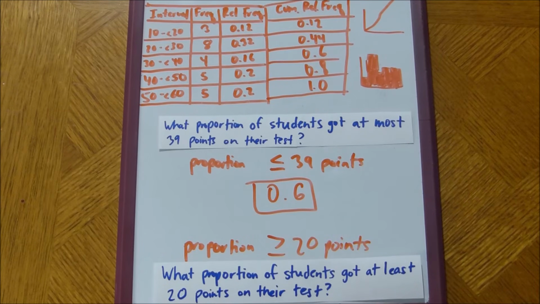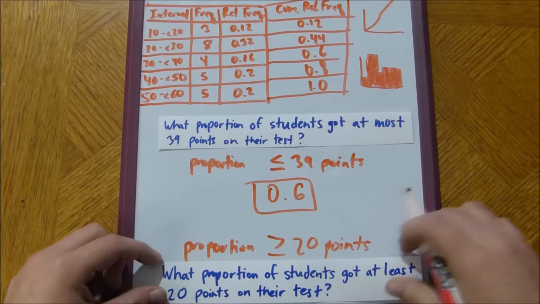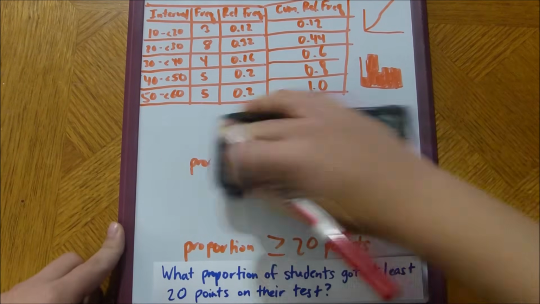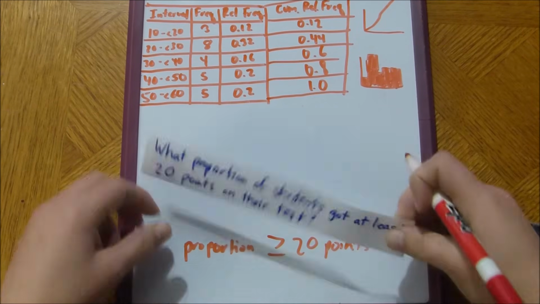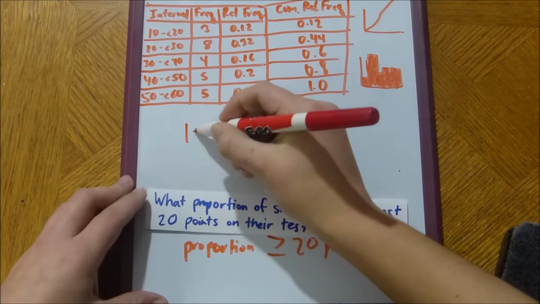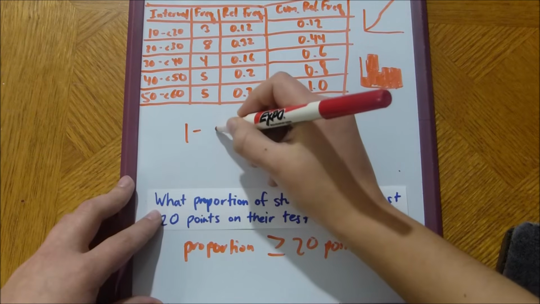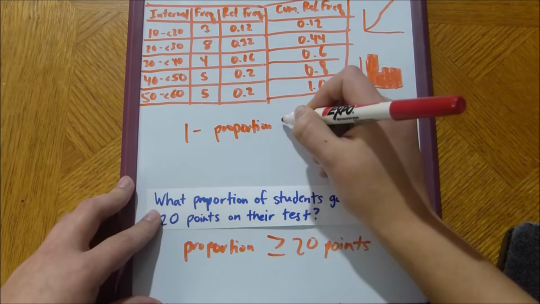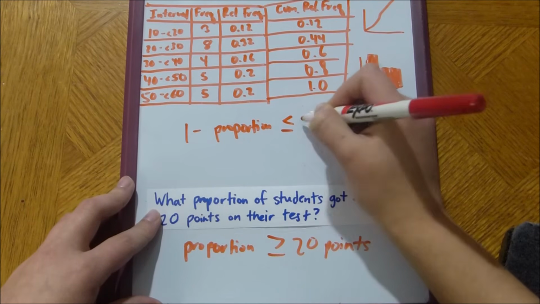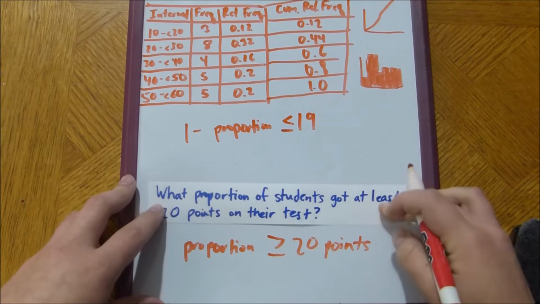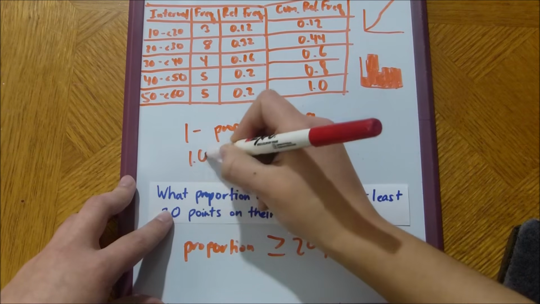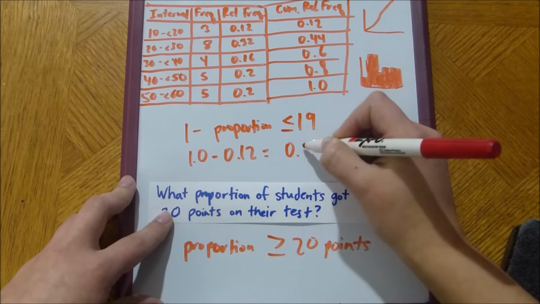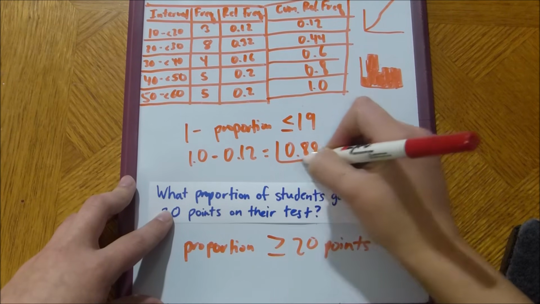So a shortcut would be 1 minus the proportion that is less than or equal to 19, right? Which is the same thing as 1.0 minus 0.12, which is simply 0.88, right?